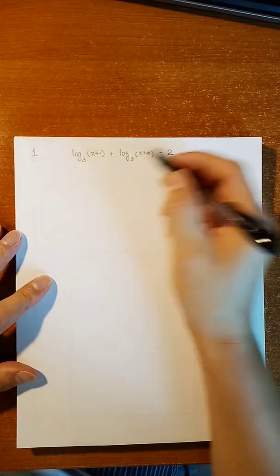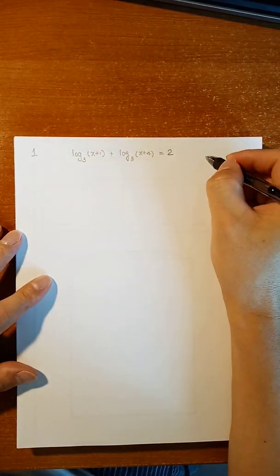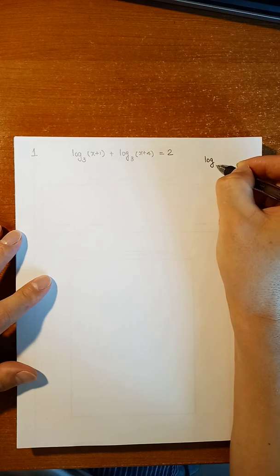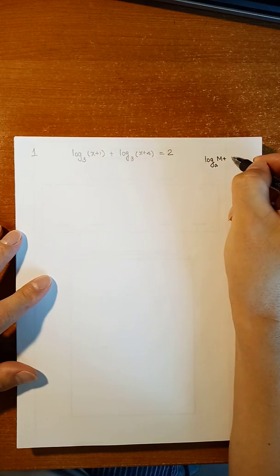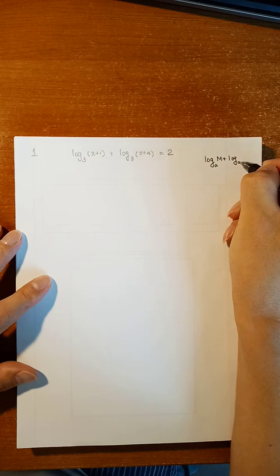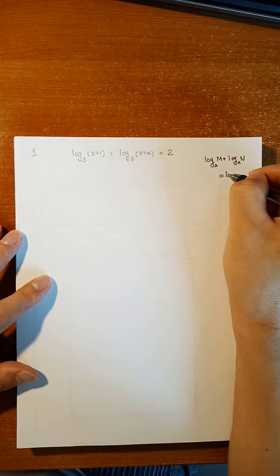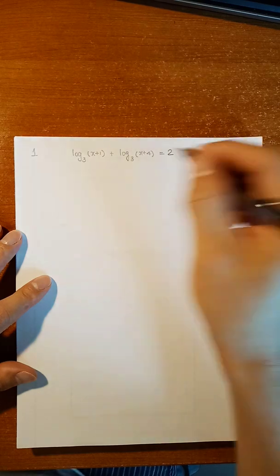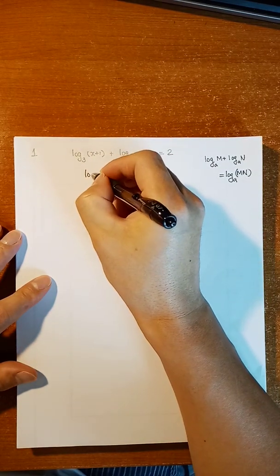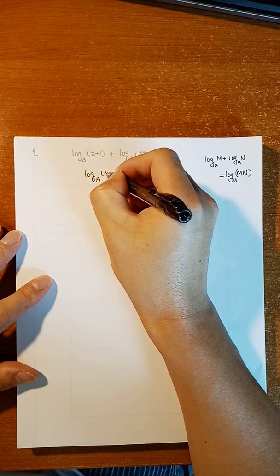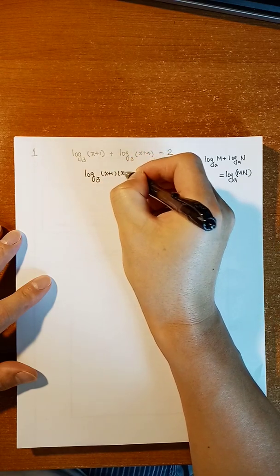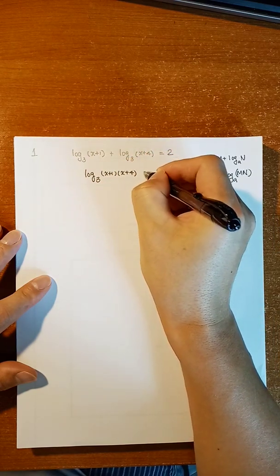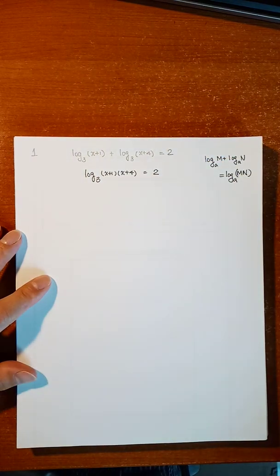Okay, so here we're going to apply the property that log a of m plus log a of n is equal to log a of m times n. For the left side, it's log base 3 of (x plus 1)(x plus 4) is equal to 2.